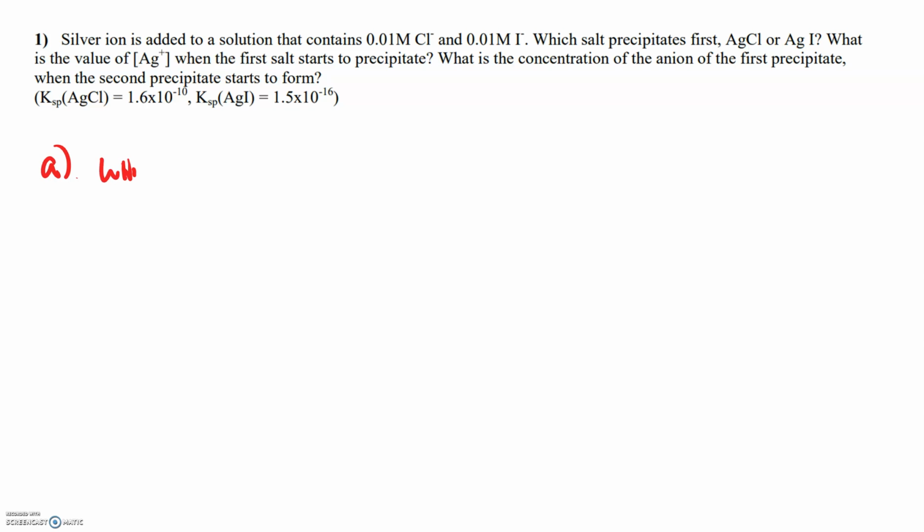A. Which salt precipitates first? Now, we could answer this question two ways. And obviously, these ions are identical in concentration. I didn't mean to cross that out, and my trying to erase it won't let me, but those are identical concentrations. So we could plug them in and get the concentration of silver necessary to get it to precipitate, but you could also just compare the KSPs.